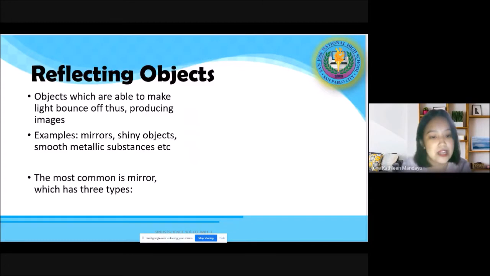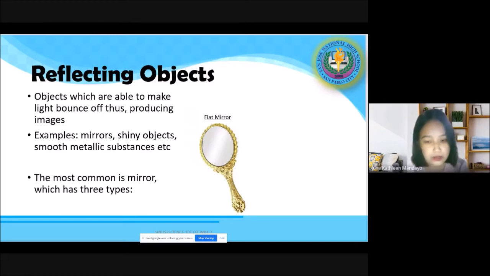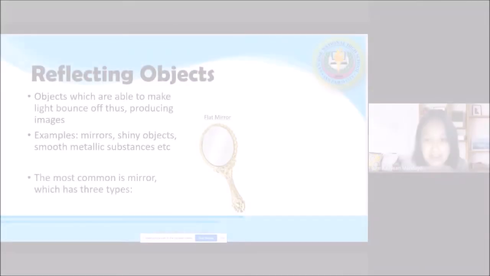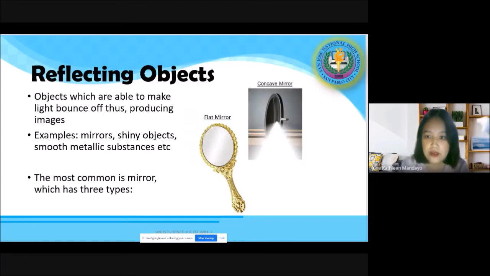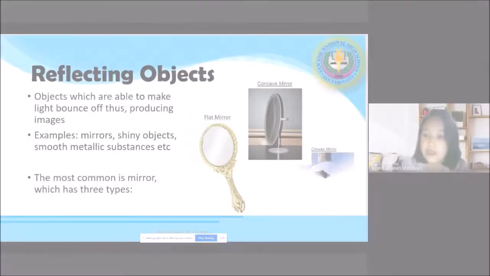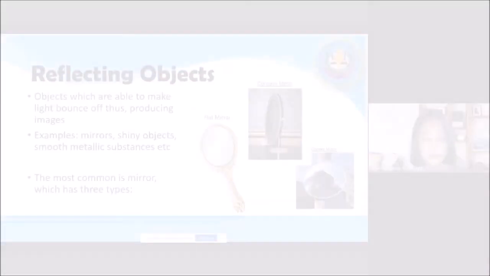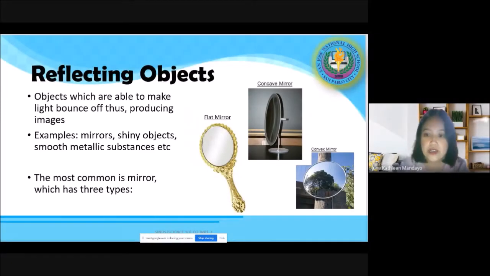Basically, there are 3 types of mirrors. You have the ones that we use at home when we look at our face, your flat mirrors or plain mirrors. Then concave mirrors, or those mirrors which are curved inwards, and the convex mirrors which are bulged outwards. These mirrors are common in some places and for specific applications.